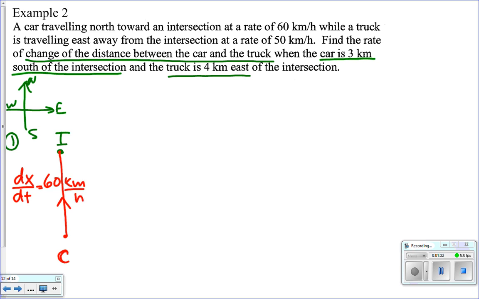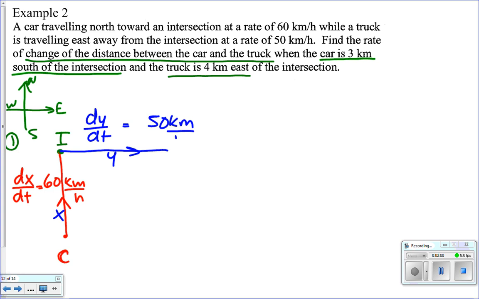Okay. Also, we have a truck that is traveling away from the intersection, so it's going east. So here's my truck right here, okay, and it's just going away. So it's going this way at a rate of 50 kilometers per hour. So if I give this a variable, I'm going to give it a variable of y. Okay, and this was x, just to clarify. dy/dt is equal to 50 kilometers per hour.